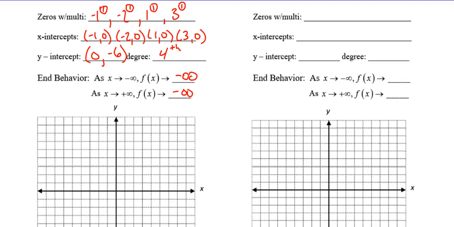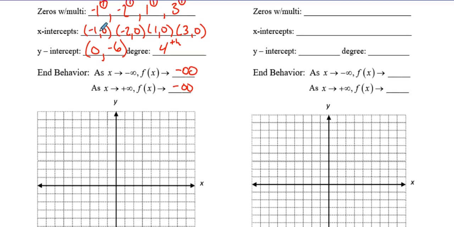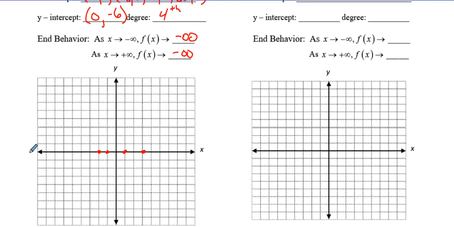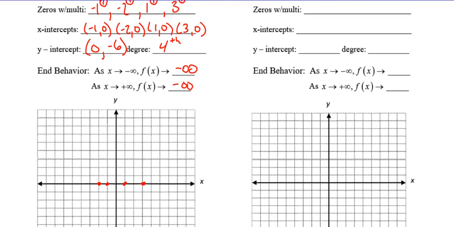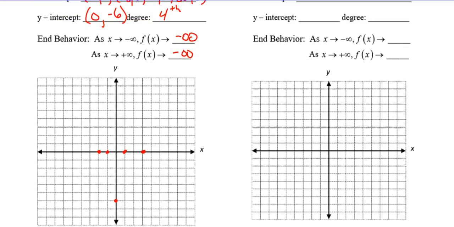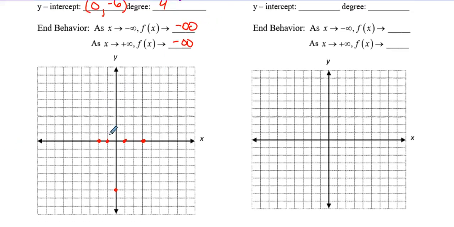So working with our multiplicities and our x-intercepts, let's put these 5 points on the graph: -1, 0, -2, 0, 1, 0, and 3, 0. And then we put our y-intercept of 0, -6. And of course, we know that all the multiplicities are 1, so they're just going to be moving through. So the next thing I'm going to look at here is my end behavior.